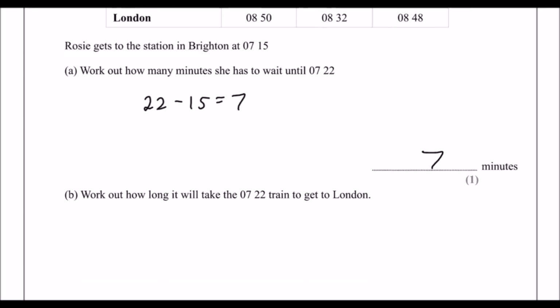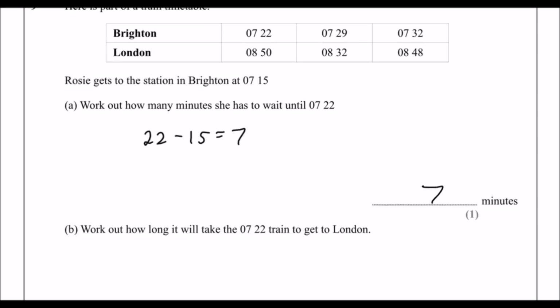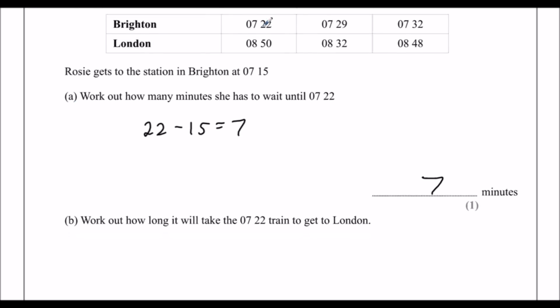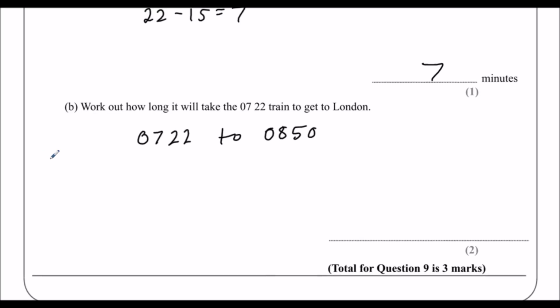Work out how long it will take the 7:22 train to get to London. So it's 7:22, and it gets in at 8:50. How long is that? So we could do it without a calculator, or we could do it with a calculator.